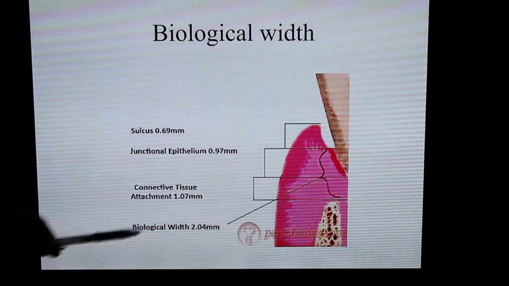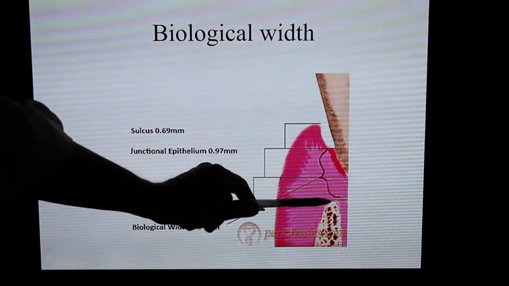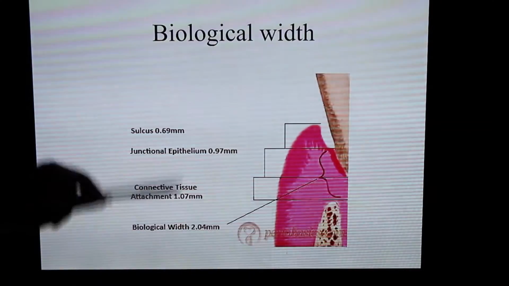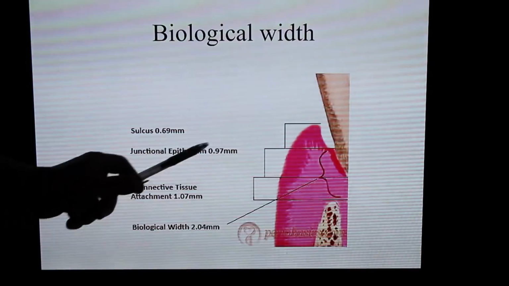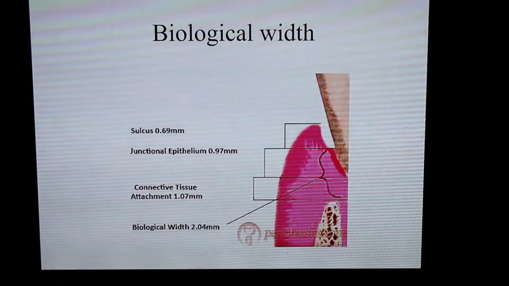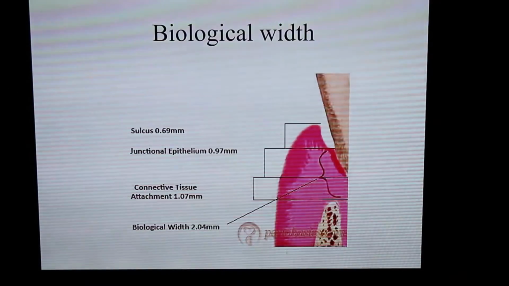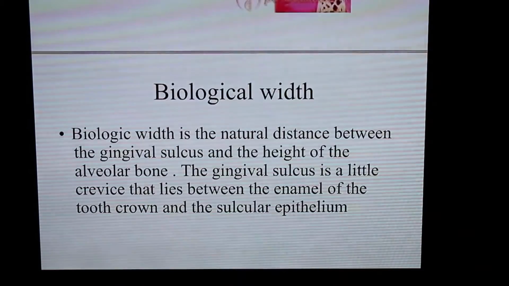This connective tissue attachment is shown here. It is around 1.07 millimeter, and junctional epithelium is 0.97. It can be made into round figures. So plus minus 2.5 millimeter, or 2.04 millimeter, is considered normal, and they have taken gingival sulcus up to 0.7 mm. This is the description regarding biological width, which I have already described.